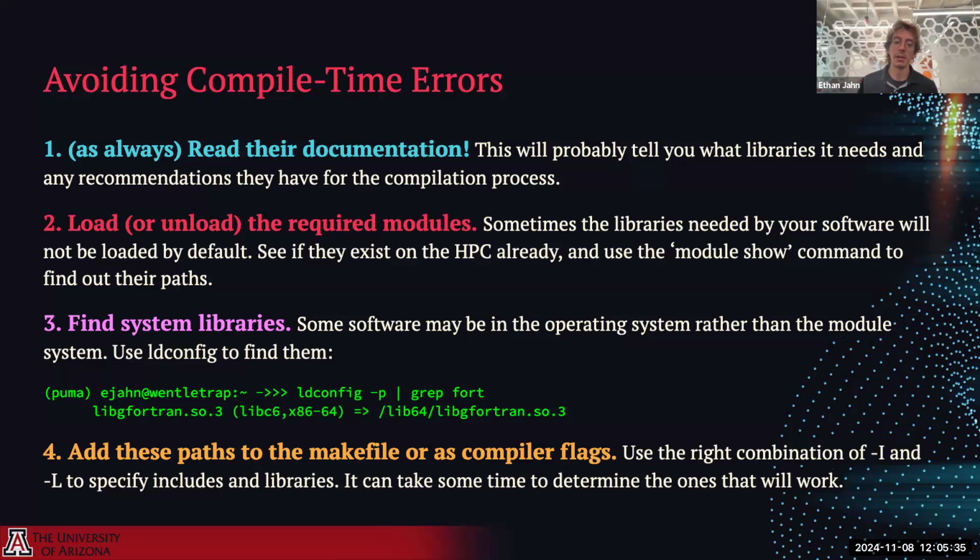If my compiler needed that, I would need to include that path, either in the makefile or as a compiler flag. So using the right combination of -I and -L to specify includes and libraries, depending on how complex the software is, it can take some time to figure out the right combination that will make it compile correctly. And again, with this one, definitely patience and growth mindset is necessary because it can be a little bit frustrating at times.